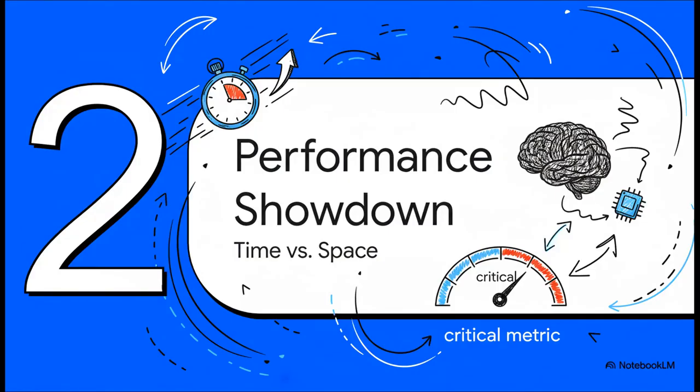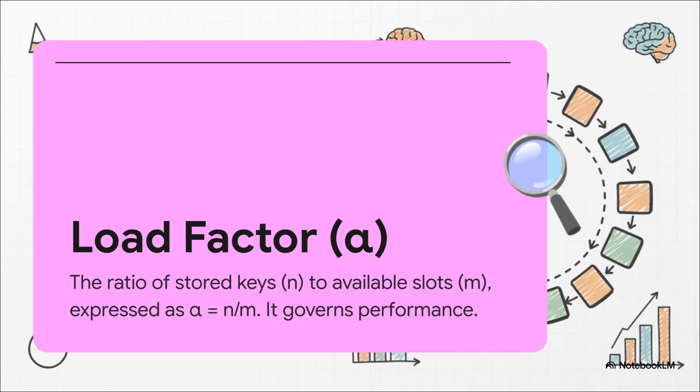Okay, so we get the basic ideas. But now for the important part, the performance. Which one's faster? Which one uses less memory? It turns out the answer to both of those questions really depends on one single critical number. And that number is called the load factor. You'll see it represented by the Greek letter alpha. All it is is a simple ratio. The number of items you've stored divided by the total number of slots available. Think of it as how full your hash table is. This one little number is the king. It controls everything about performance.